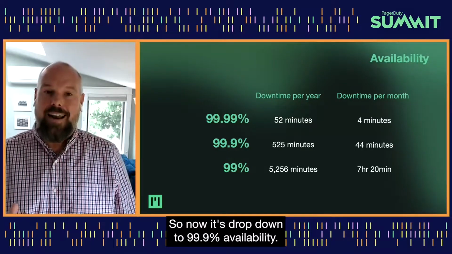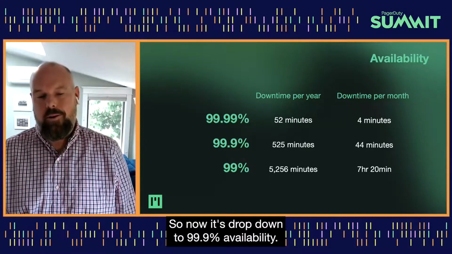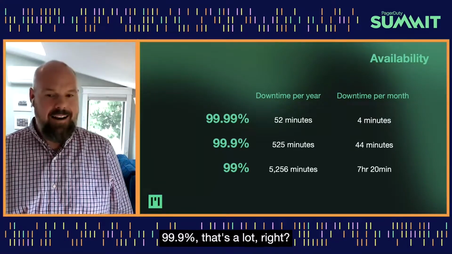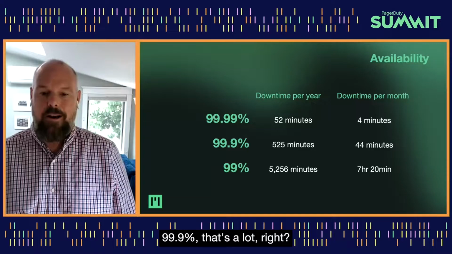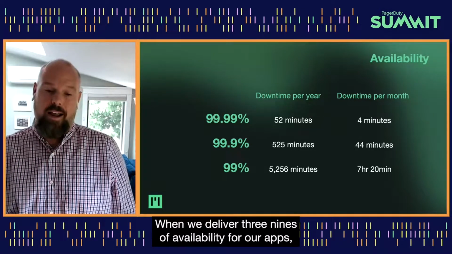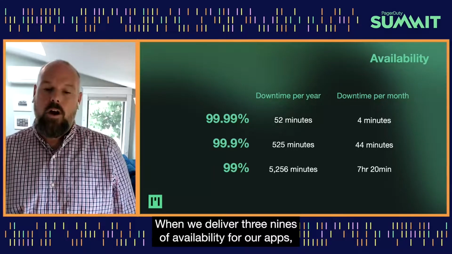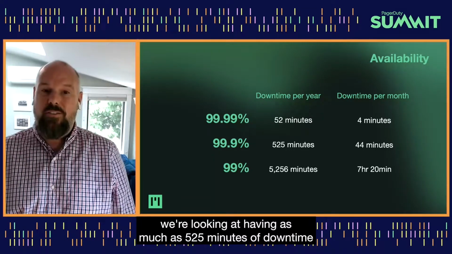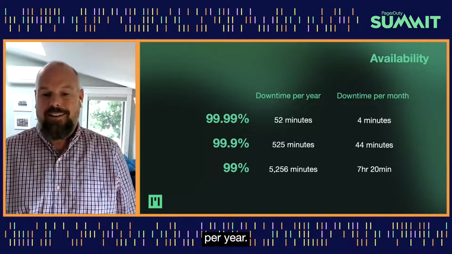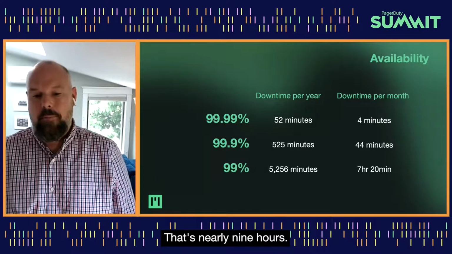So now let's jump down to 99.9% availability. It's a really impressive number still, and it even sounds better. 99.9%, that's a lot, right? Well, this is where things start to get kind of interesting. When we deliver 3 nines of availability for our apps, we're looking at having as much as 525 minutes of downtime per year. That's nearly 9 hours.